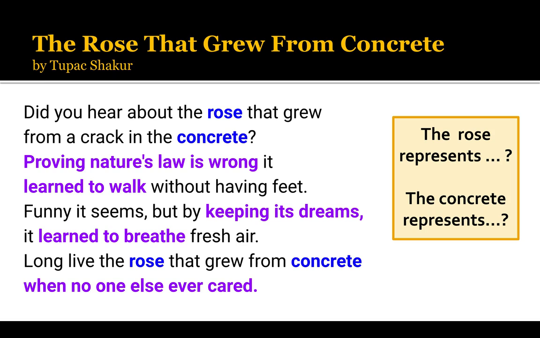It could be something more specific, like the rose is a young boy or person from the inner city, right? Concrete, like the concrete jungle. And not a lot of people expect much from this person, but it kept its dreams and it survived. It broke the cycle. He broke the cycle of poverty.